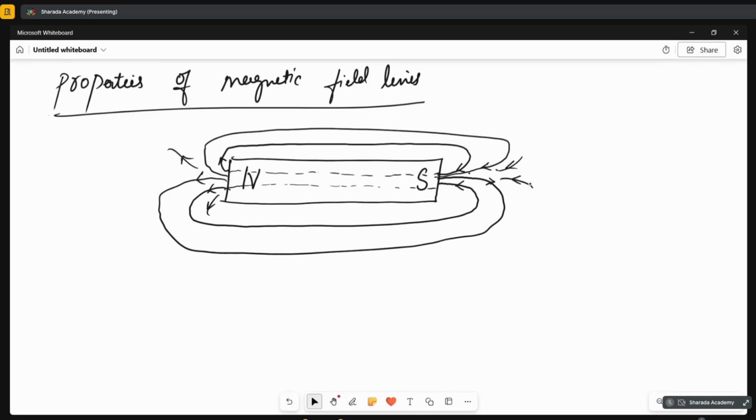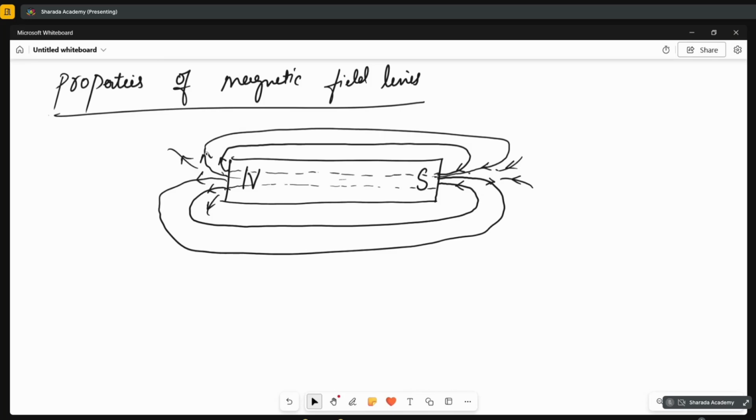Okay. So it starts from north pole, it ends at the south pole. Inside the magnet, it moves from south to north, not outside the magnet. Clear now? So if it is going like this, that means what? It forms a closed loop or closed path. And we observe that if the field lines are more, that means the magnetic field is stronger. If the field lines are less, that means the field is less.